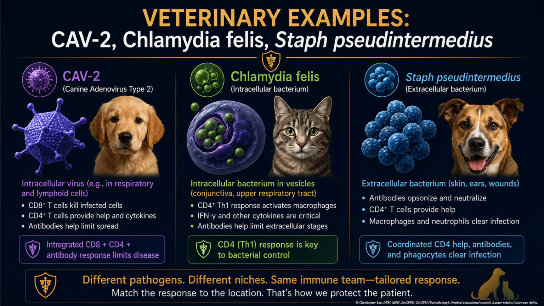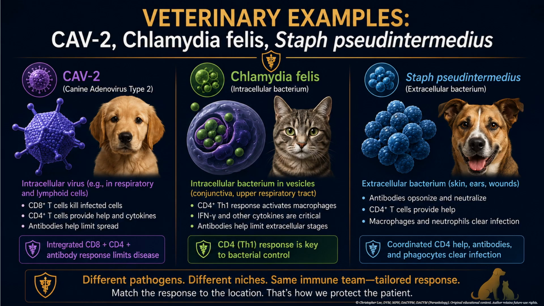Third, Staphylococcus pseudointermedius. This is an extracellular bacterium in common clinical contexts, such as skin, ears, and wounds. Here, the key immune team is CD4 help, antibodies, macrophages, and neutrophils. Antibodies can opsonize bacteria, and phagocytes can engulf and kill them. CD4 T cells coordinate and strengthen the response.